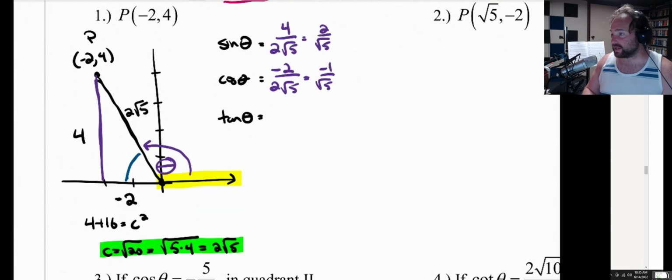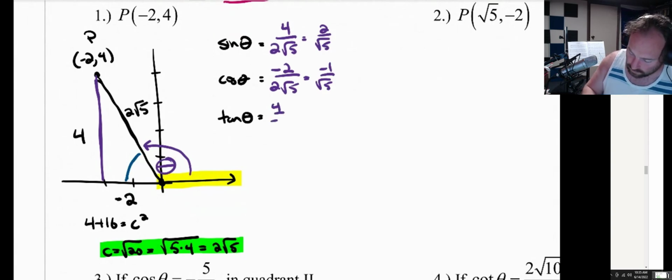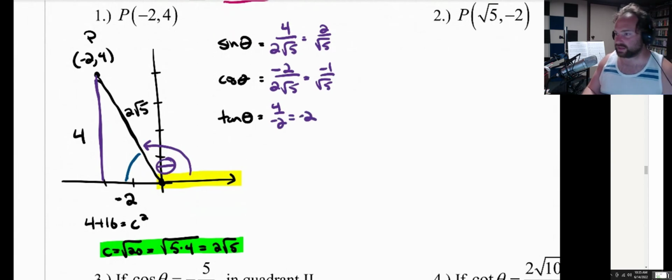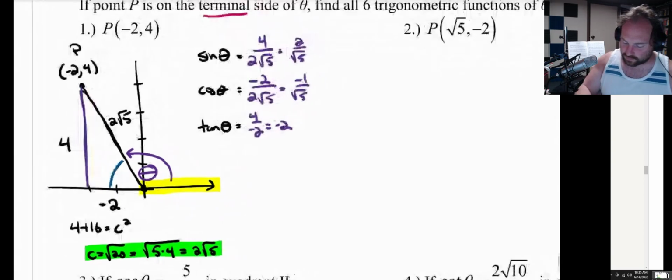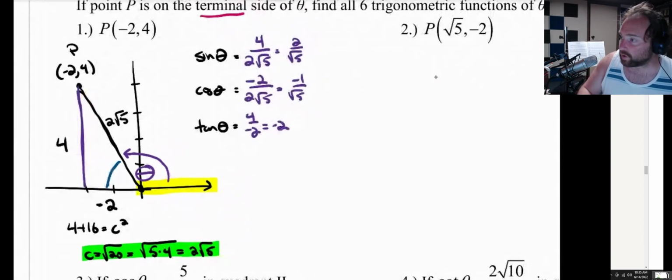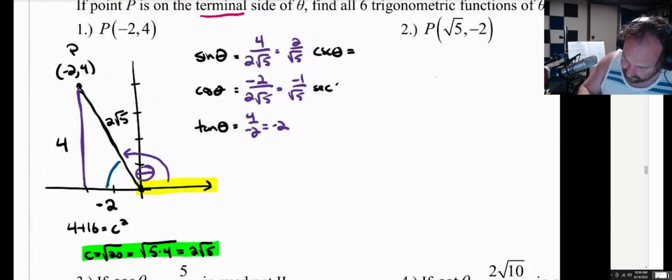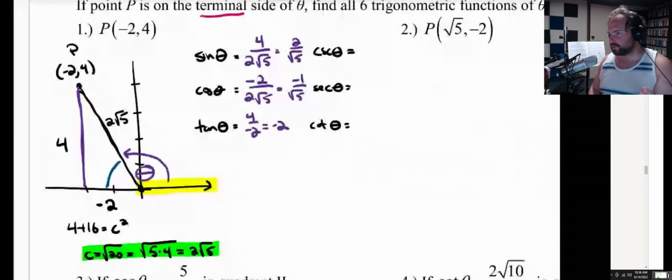For tangent, tangent is the easiest one. It's the opposite over the adjacent. That is 4 over negative 2, or negative 2. Real simple. Now, the reason why I think it's easiest to do those 3 first is because we also have to talk about their partners, their reciprocals. So that would be the cosecant of theta, the secant of theta, and the cotangent of theta, often lined up in a grid like this.